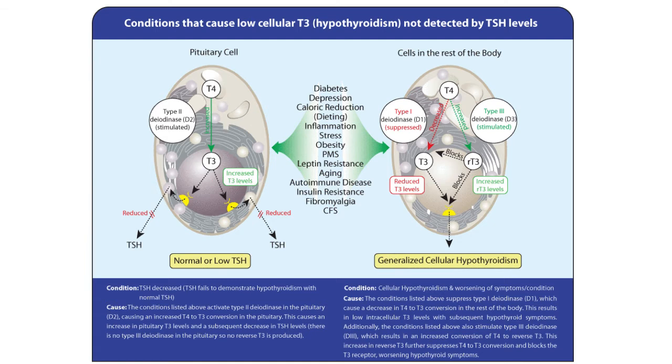Their cells can't use the thyroid hormone that they have, so they're hypothyroid, but your body thinks you have enough, so it doesn't make more TSH. So it's a bit of a paradox. It's like being tricked, thinking that you have the real thing when what you actually have is something that doesn't work very well.